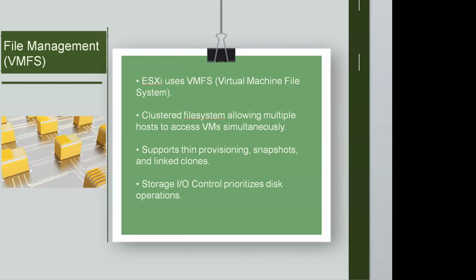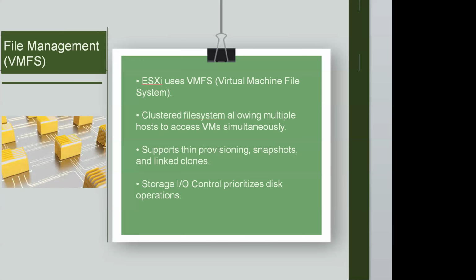So let's go to slide 8. This is for file management. File management in VMware is called VMFS, which means virtual machine file system. It's a clustered file system, meaning multiple ESXi hosts can access the same datastore at the same time. This is what makes features like vMotion possible.